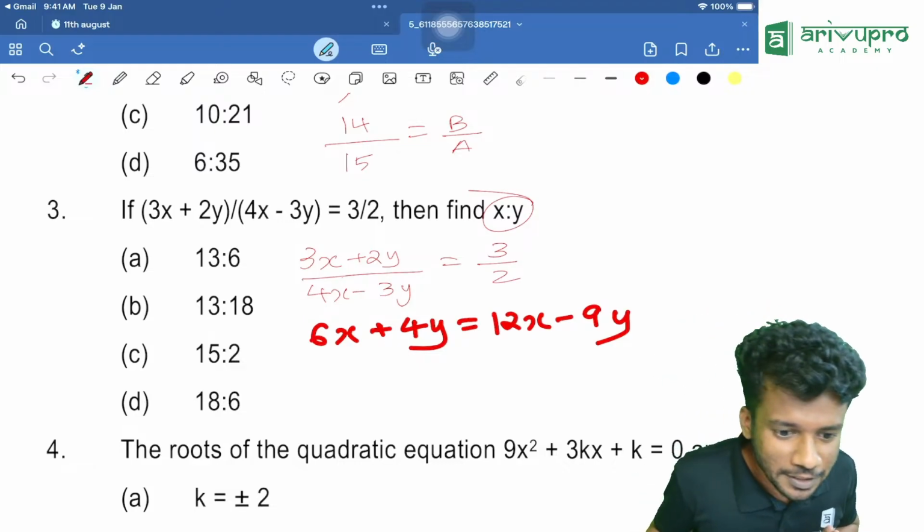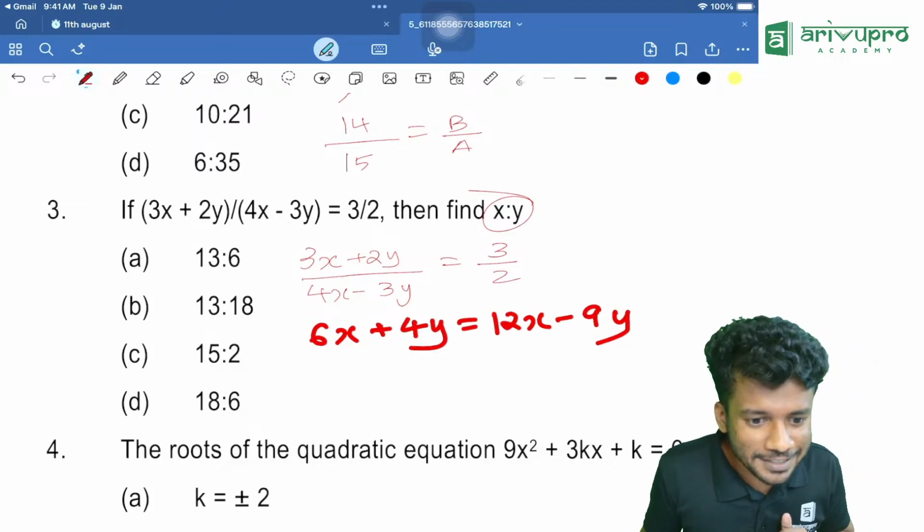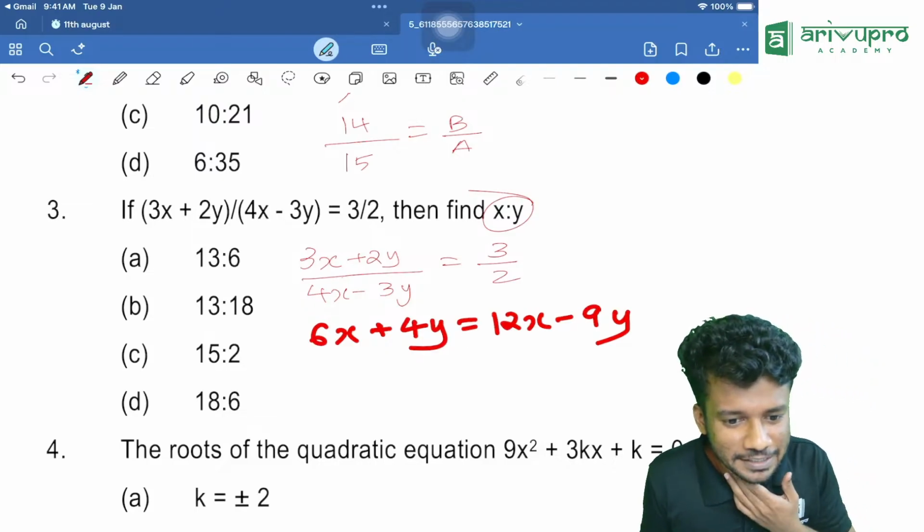Hello sir, can you explain the first question in another method? Yes, Pooja, I'll do that after this. Then Shiva, yes, all good. How are you? Yes.